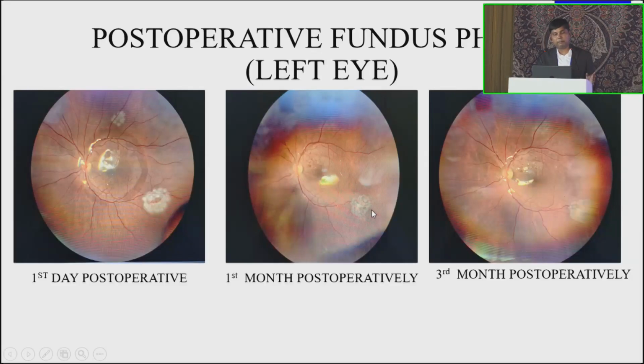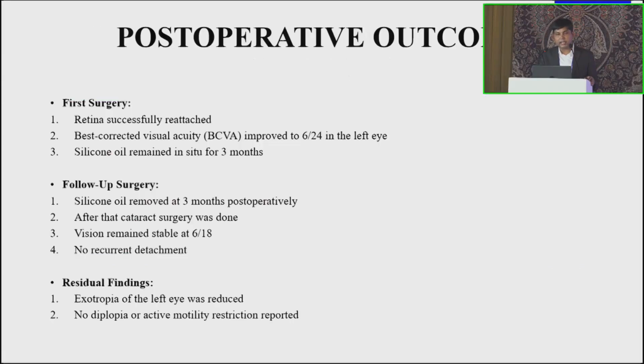The scar after the first month and third month, the retina is attached. After that, we removed the silicone oil after 3 months, and after that the cataract developed in the patient. Then cataract surgery was also done. The vision remains stable at 6/18, and there is no recurrent detachment. The exotropia of the left eye was reduced, but it is not totally gone. There are no signs of diplopia, activity, or motility restriction after that.